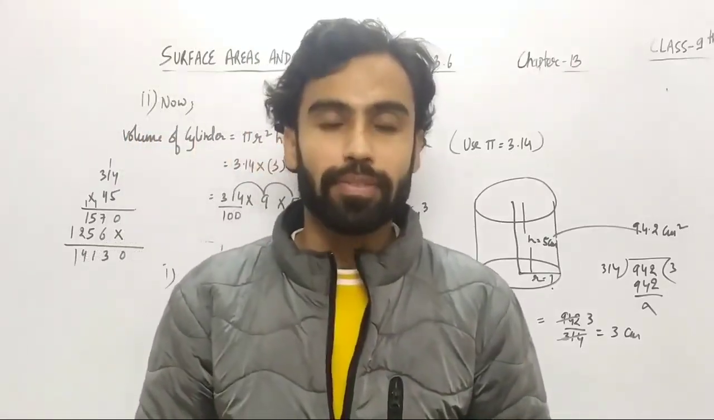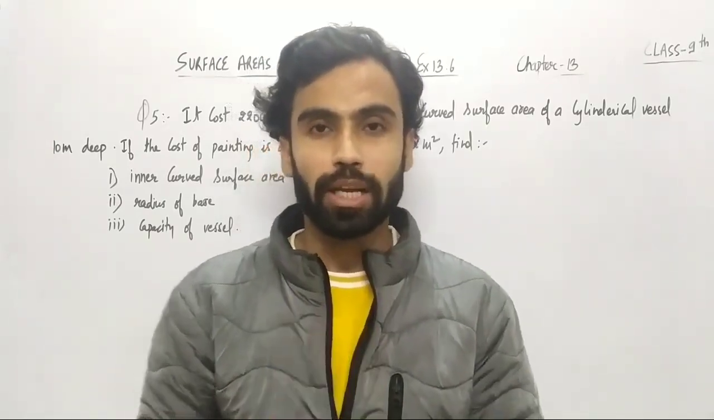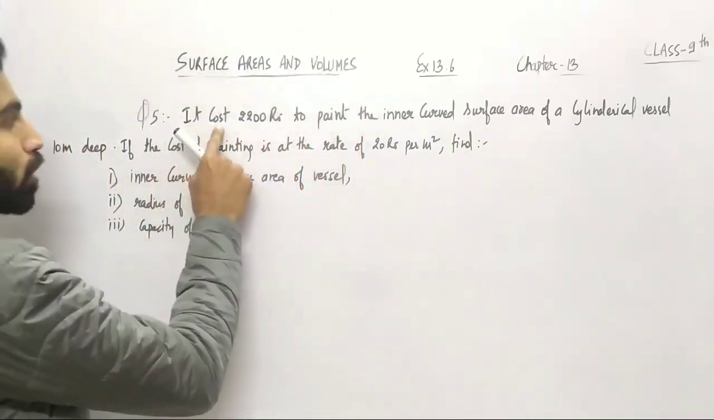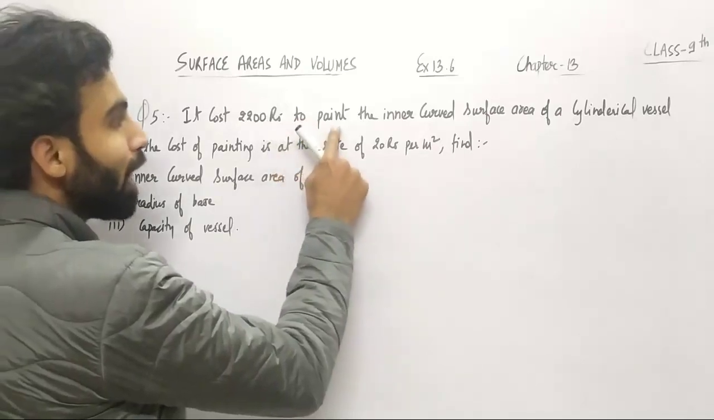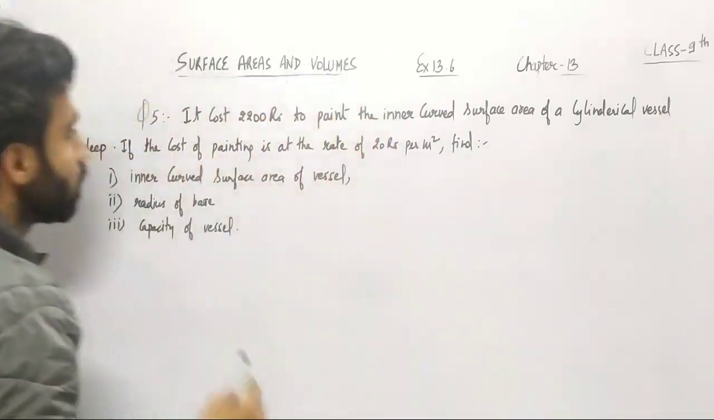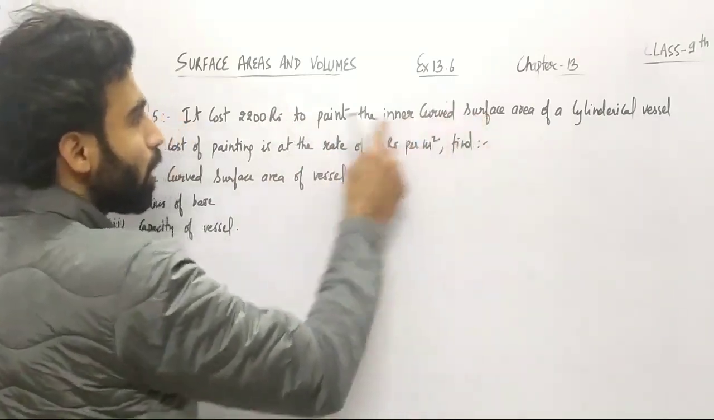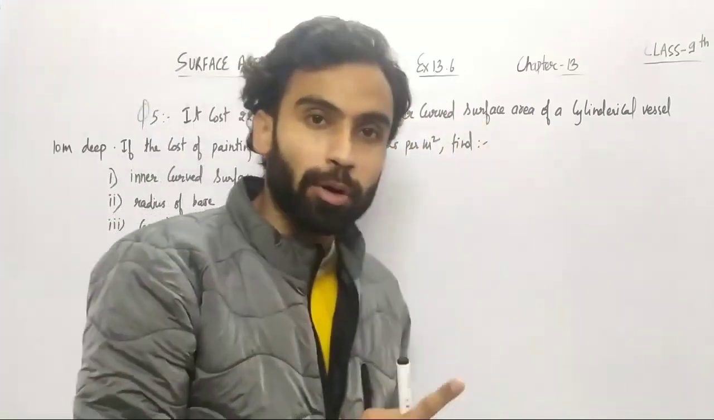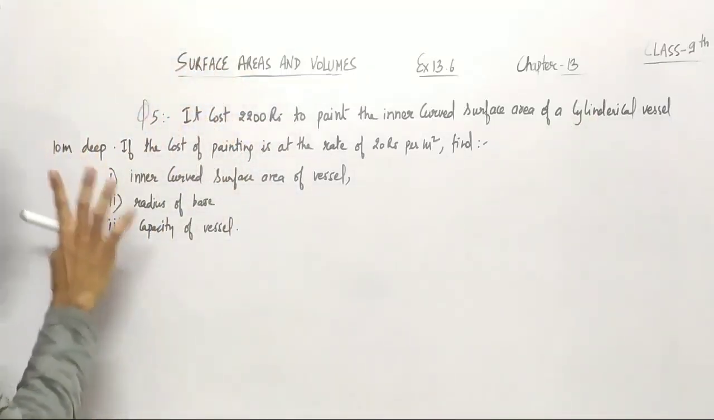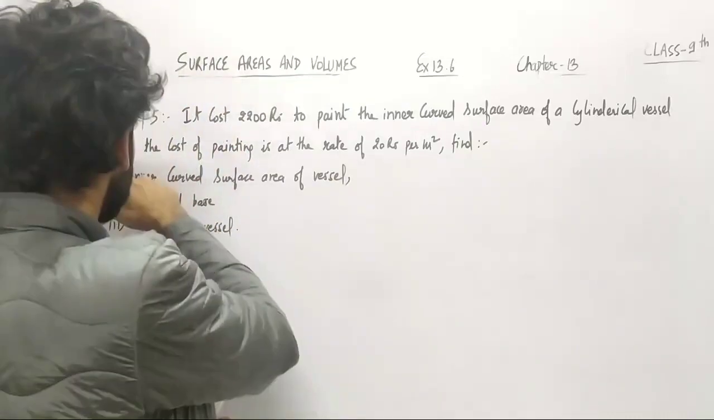So that was all in this question here. So students, let us move on to the next question now. This time question number 5 is given to us, let me just read it. It costs 2200 rupees to paint the inner curved surface area of a cylindrical vessel, right? Here the cost of painting the inner curved surface area of the cylindrical vessel is 2200 rupees, and this cylindrical vessel has the depth, or you can say the height, as 10 meters, right? So here the height of this cylindrical vessel is also given, that is 10 meters, right?